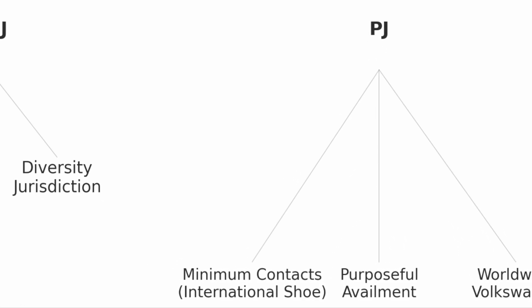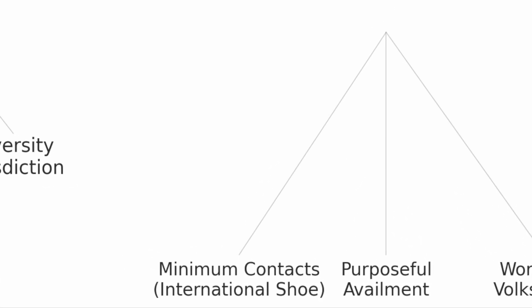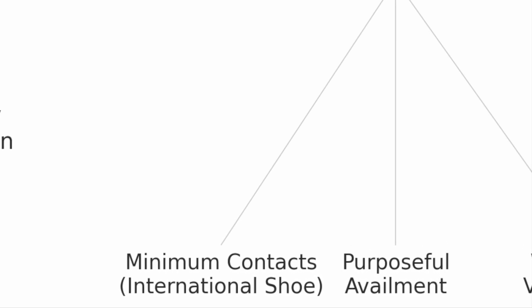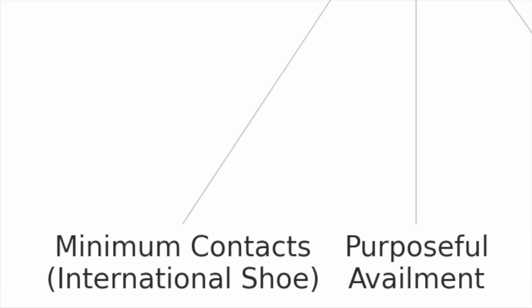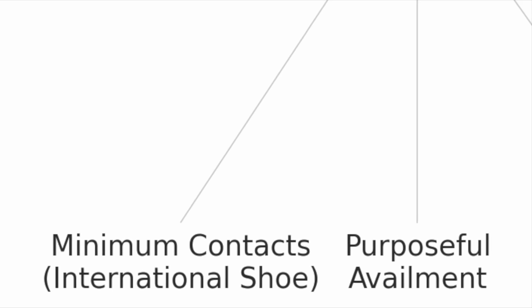And this test focuses on whether the defendant has sufficient connections with the state, regardless of whether they were physically present when the lawsuit was served. So instead of looking at where the defendant is physically located when they're served, the court now considers their overall connection to the state.